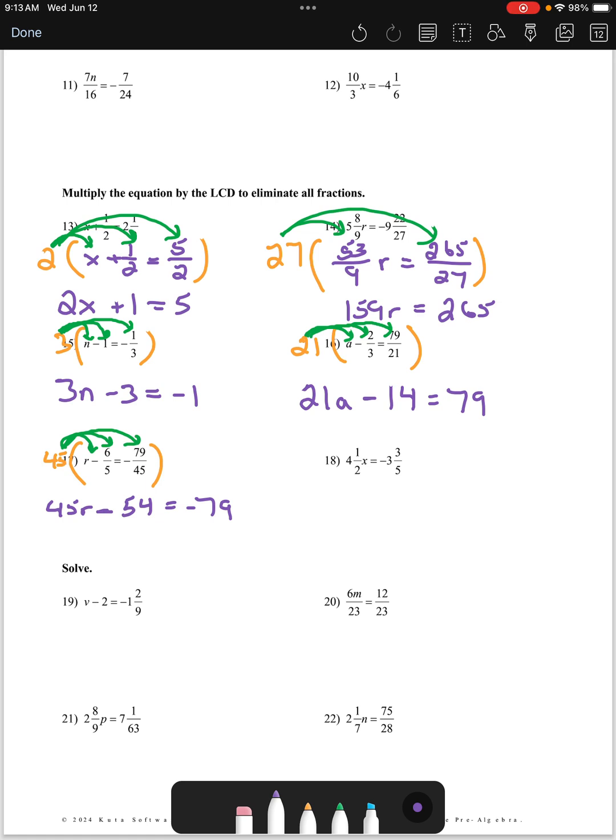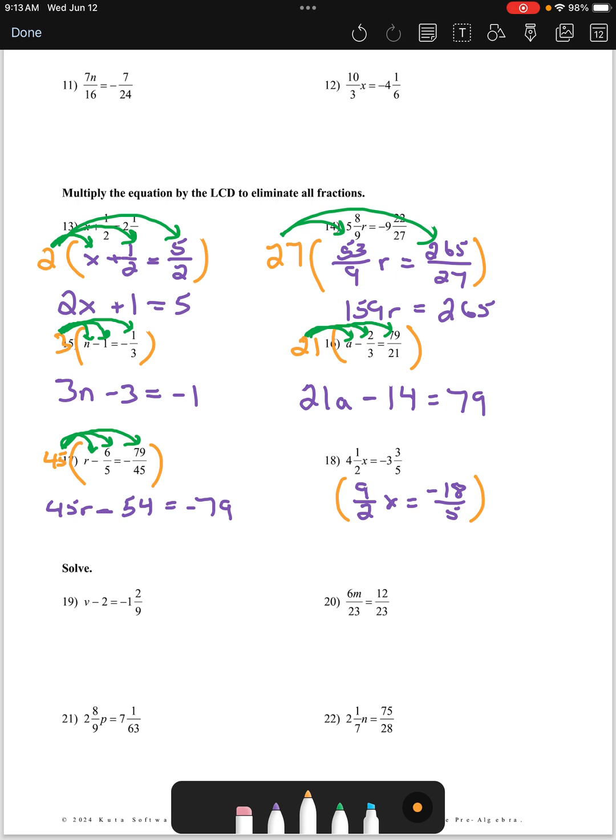Number 18 finally does require conversions. So on the left-hand side, we're going to have 9/2 x. On the right-hand side, we're going to have -18/5. And for the first time, we have fractions that have different denominators, and neither one of them is the LCD, because you can't turn 2 into 5.